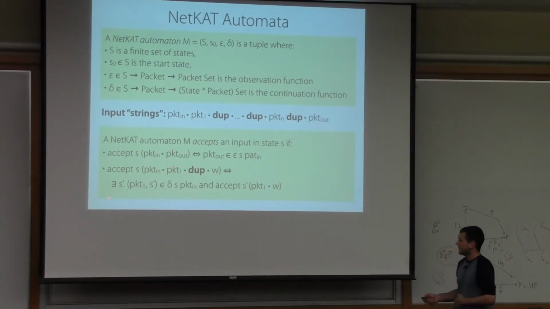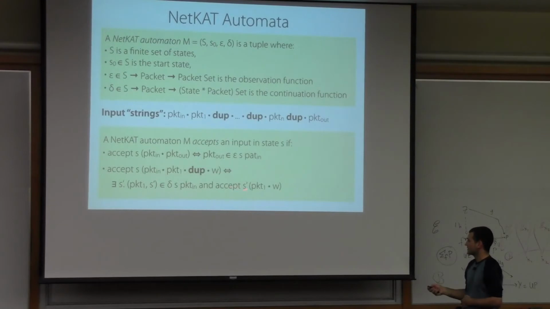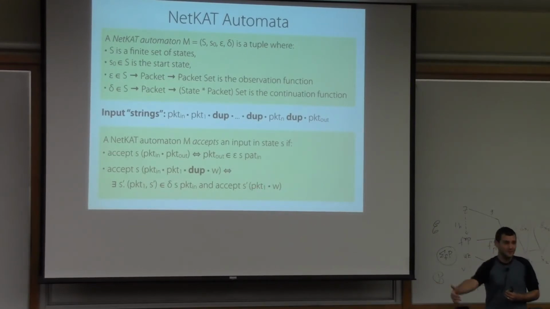Then I need to find some state S prime in delta of S on my input packet that's associated with packet 1, the second packet. So I sort of match the first input and intermediate packet that I got using delta. And then I have to go accept from S prime that intermediate state packet 1 as the new head packet and W. So I've sort of consumed everything that happened up to the dupe. I chop it off, and then the packet 1 sort of gets copied over because that head value gets carried over, and then I keep going.